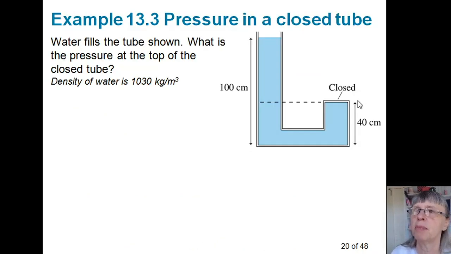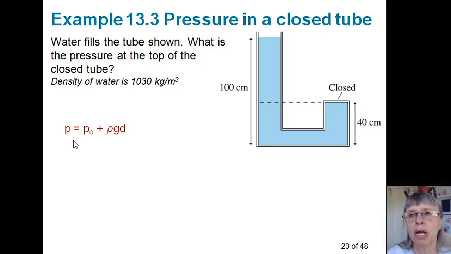So here's another example. We've got a tube and it's open, and then on this side it's closed. We're going to calculate the pressure at the top of the closed tube. So again, we've got our picture drawn for us, and I've got the horizontal line already drawn. So if we're wanting to know the pressure here, we'll draw a horizontal line, and we know that the pressure anywhere along this fluid, along that horizontal line, is going to be equal.